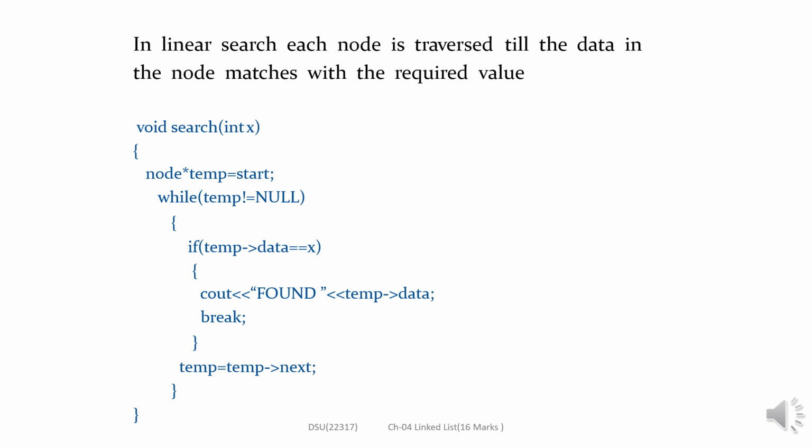Okay, in this way we can perform the different operations on the list. So today we have seen the different operations on the linked list, that is visiting means traversing, searching, inserting and deleting. With this topic we have completed our fourth chapter, that is linked list.